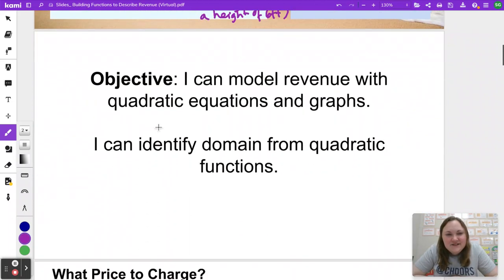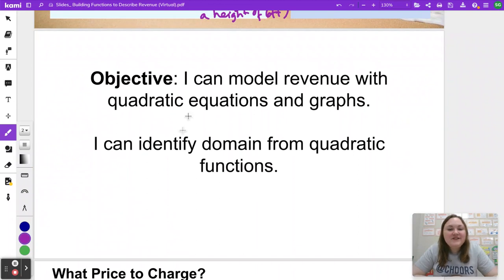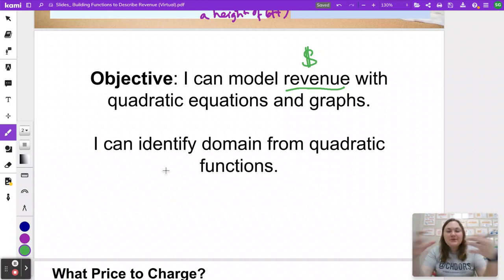And in this lesson, there are 2 objectives. The first is that we can model revenue with quadratic equations and graphs. I want to pull out a couple words here. The first one, revenue. When you talk about revenue, hopefully money is coming to mind. When you talk about revenue, that's the money that businesses or individuals are bringing in to their business. It's the money you make.